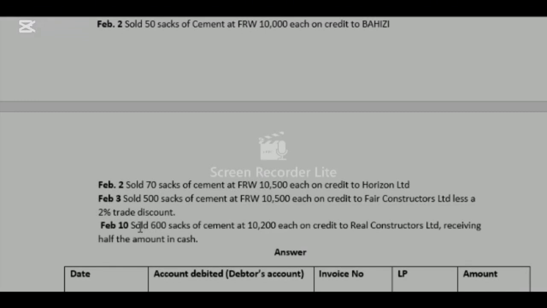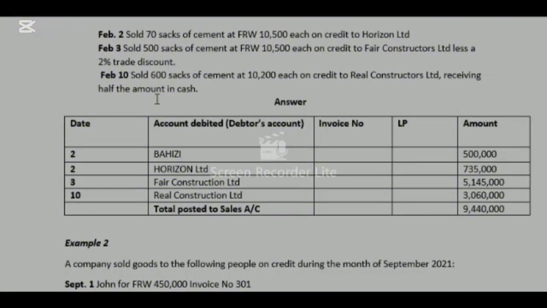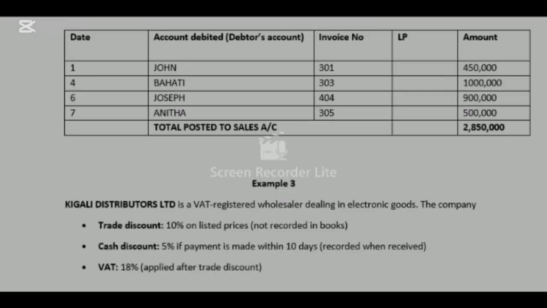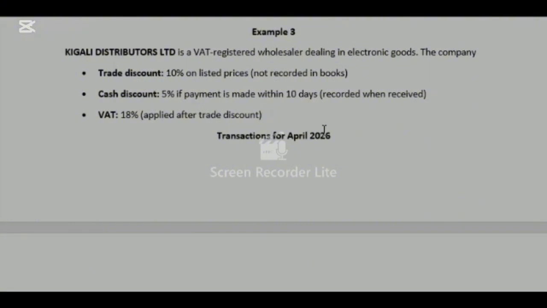So after deducting the discount, step number 4 is to add the VAT amount. For example, for the transaction on February 2, we take 50 times 10,000 to get the gross amount. Then we multiply by 18%, which is the rate of VAT in Rwanda. Then the amount we get, we add to the price of the product. So the answer is as I was explaining.